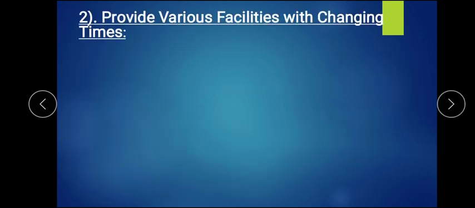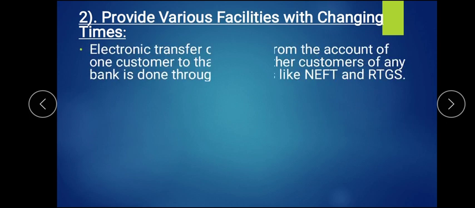Let's talk about the second one, that is providing various facilities with changing times. As time has changed from handwork to digital work, you find many things have changed. First, electronic transfer of money has become very easy. If you want to transfer money from one customer's account to another customer's account, it can be done with the help of two things, that is NEFT and RTGS, which we have studied in the 11th standard.